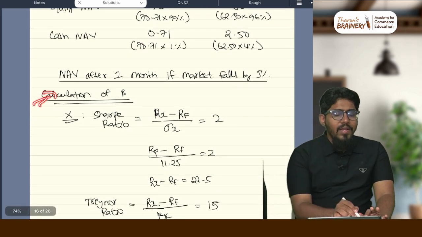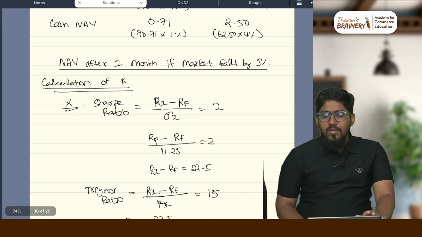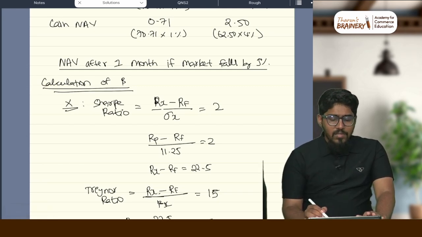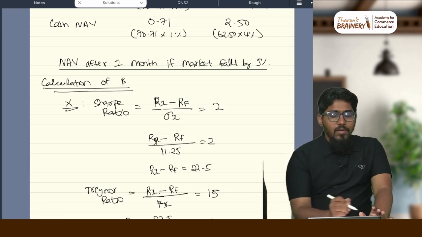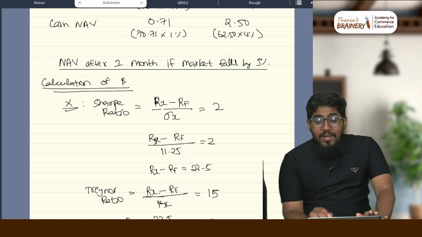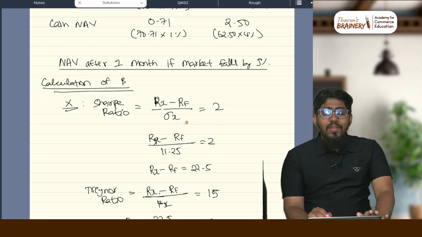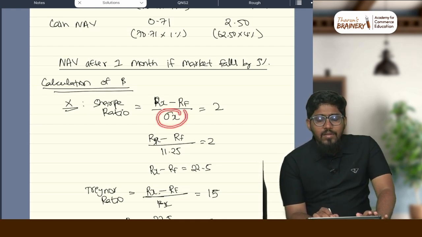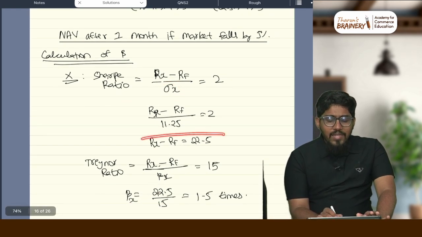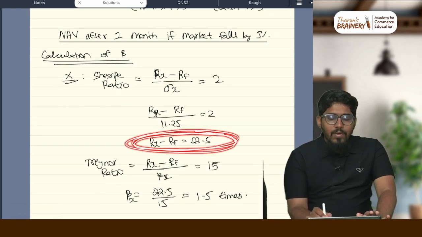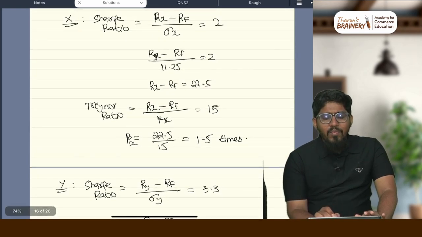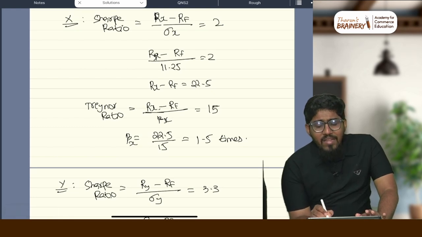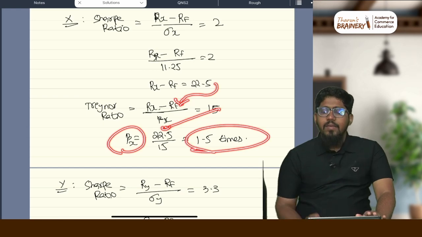Now next I will calculate the beta. How will you calculate the beta? Sharpe ratio is the return from X minus the risk-free rate, divided by the standard deviation of X. Standard deviation is given, so Rx minus Rf is equal to 22.5. Then Treynor ratio is Rx minus Rf by beta of X, which is equal to 15. I know Rx minus Rf, so just put in the value, 22.5 divided by 15. You will get the beta as 1.5 times.